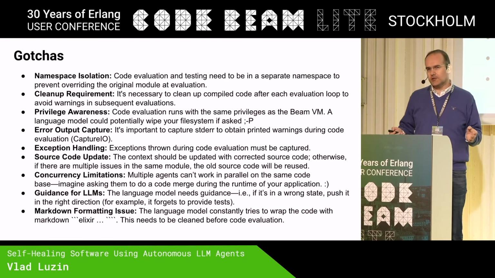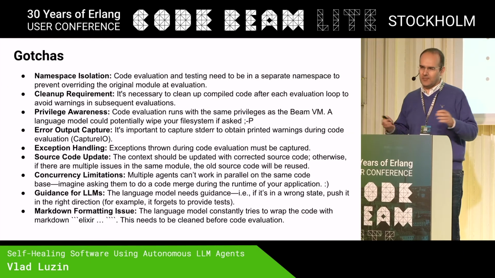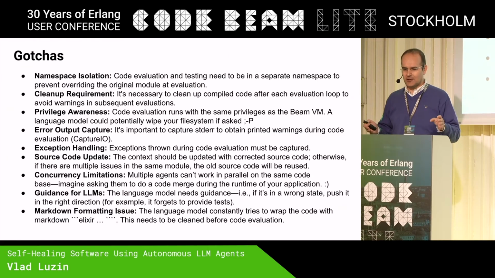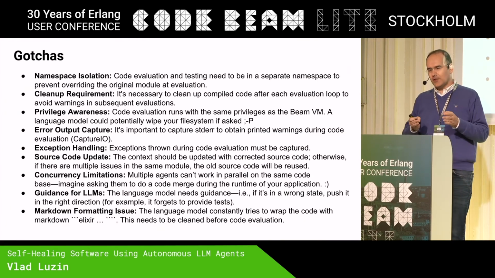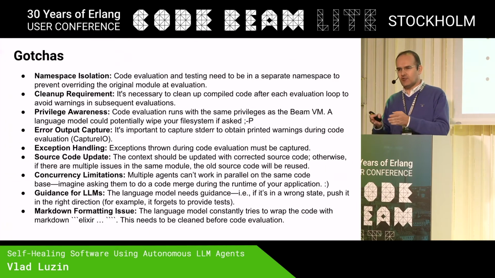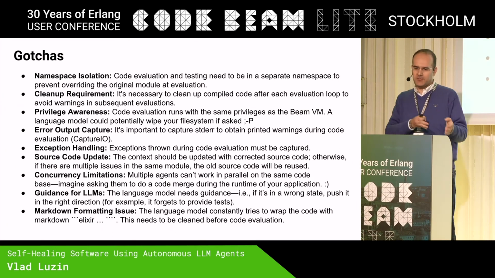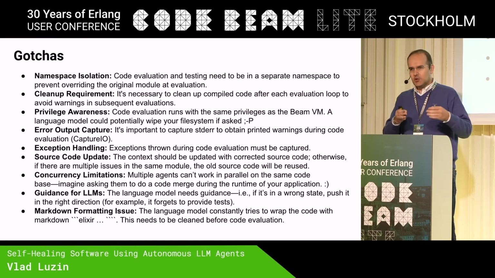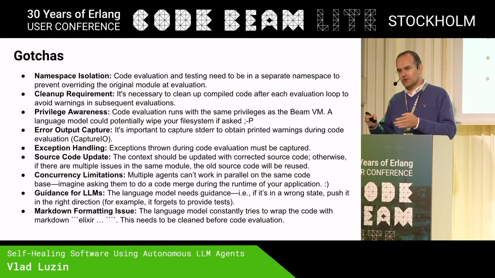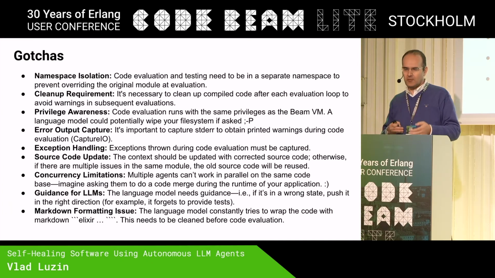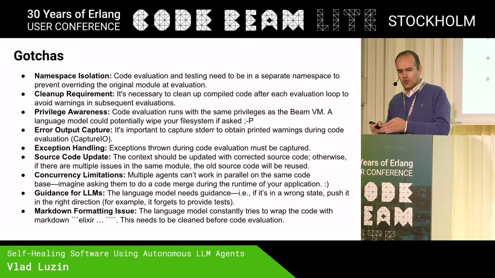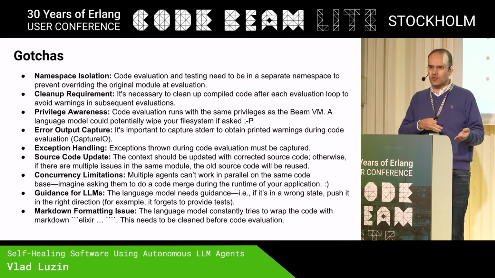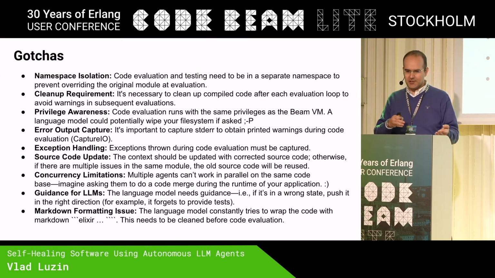So a few gotchas that you don't see until you start to do that. Whenever you try to generate the fix at runtime, you need to do it in a different namespace. Otherwise, you basically rewrite your original code and everything breaks. As a consequence, because the LLM needs to do a number of loops and generate the code a number of times, you need to clean up after every evaluation. Otherwise, warnings are thrown, and your self-healing agent tries to fix these warnings.